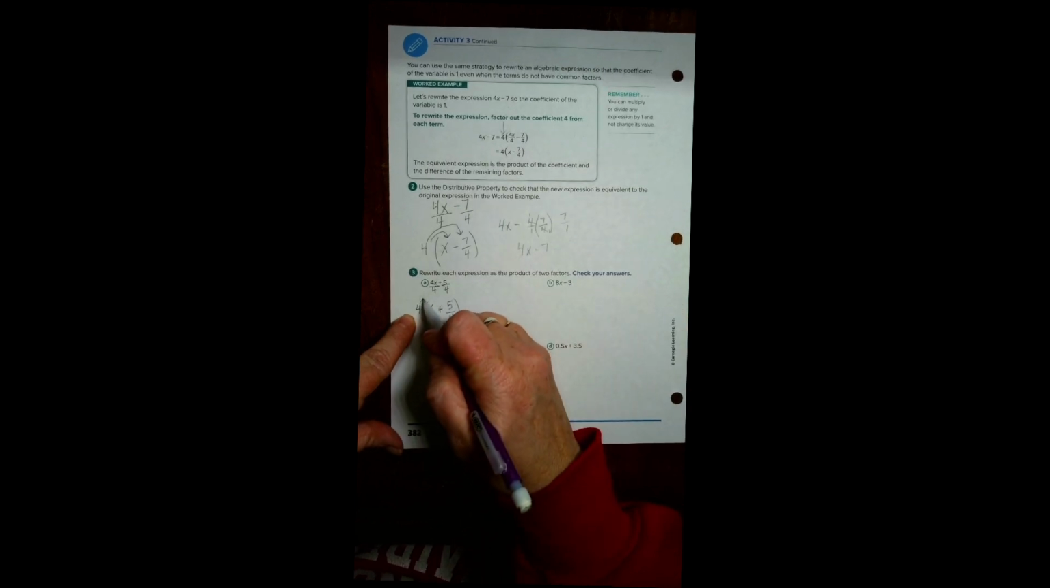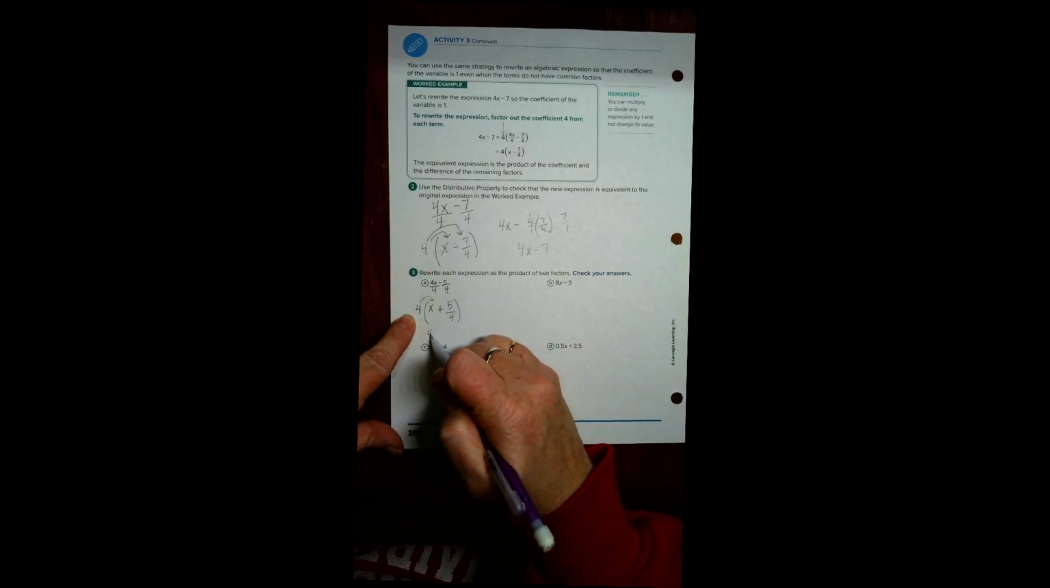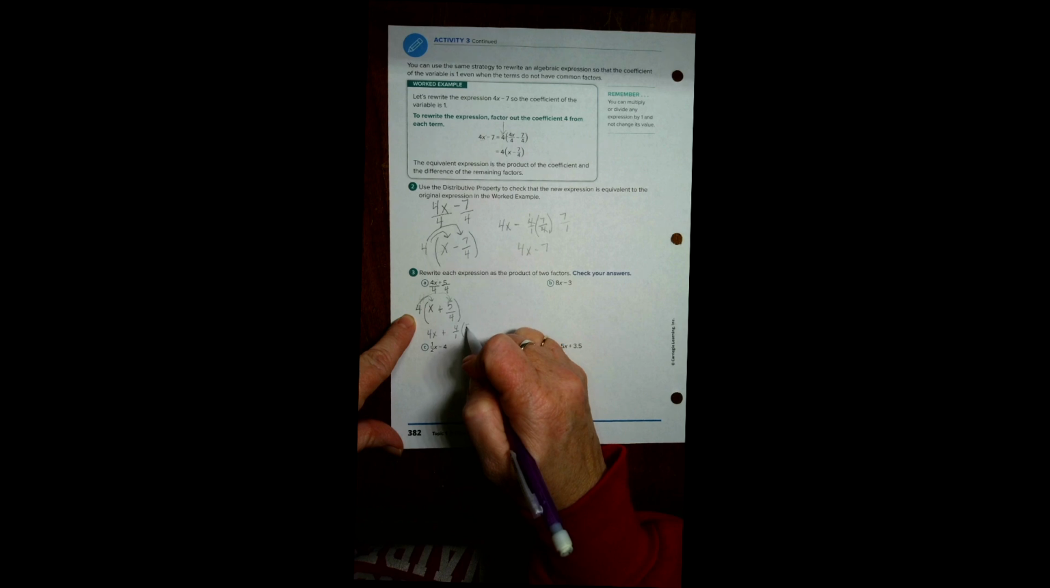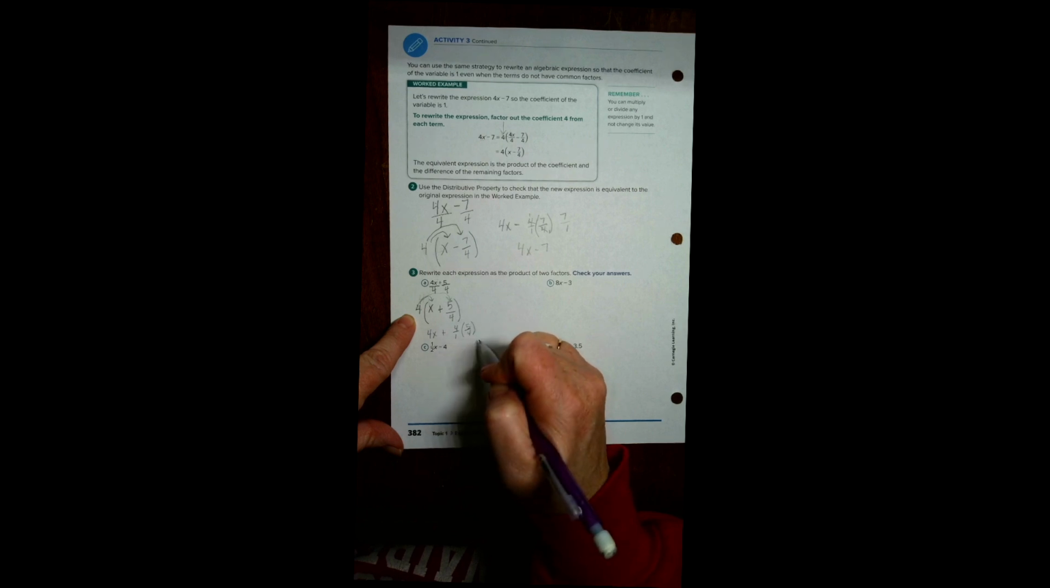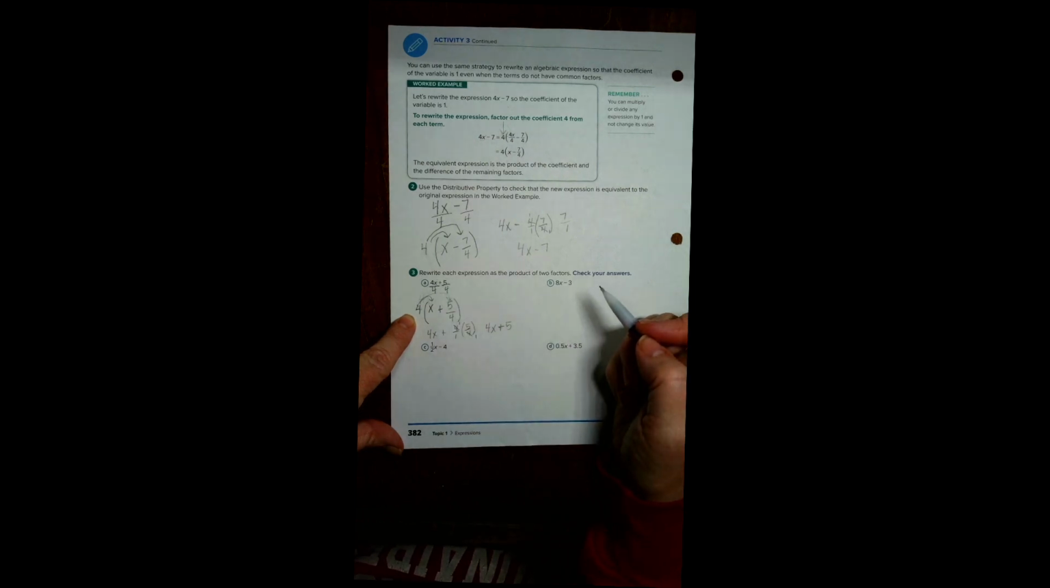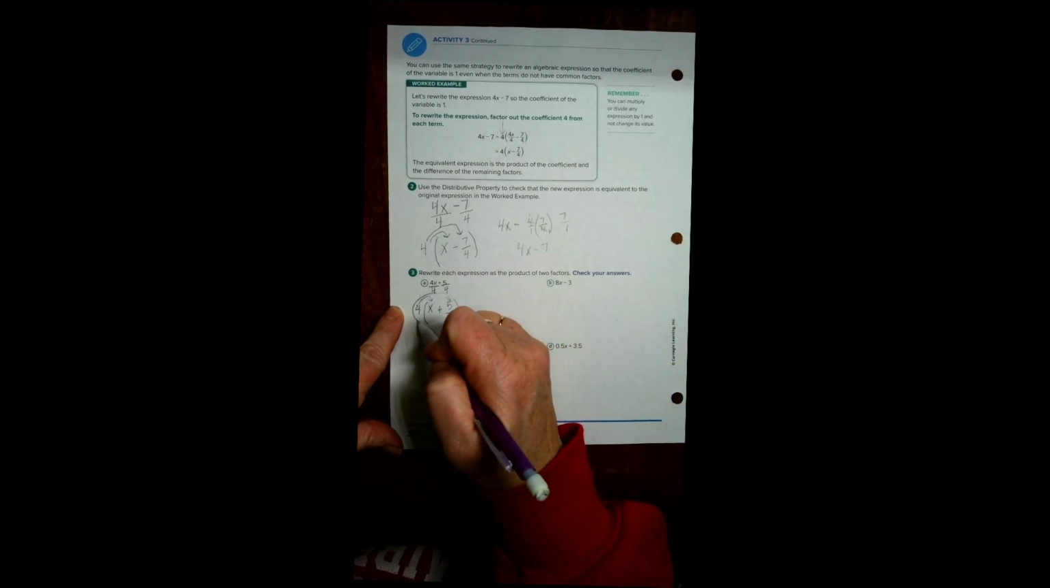Check it with distributing it. 4 times x is 4x. 4 times 5/4. So 4 over 1 times 5/4. 4 divided by 4 is 1. 4 divided by 4 is 1. 1 times 5 is 5. So we get 4x plus 5. So that is what we started with. So this is the correct answer.